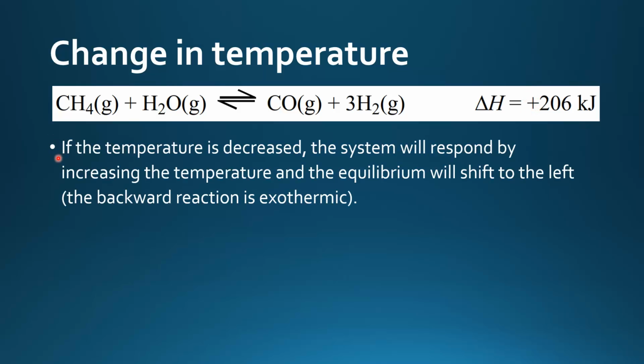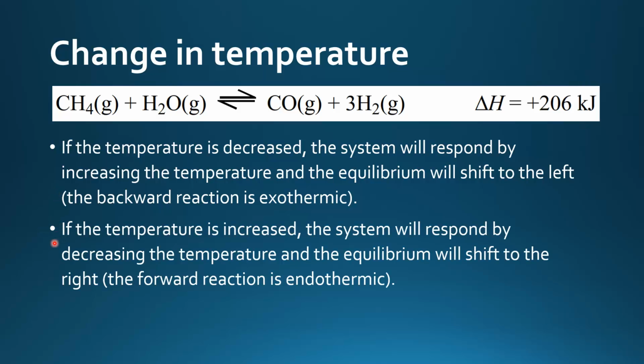If the temperature is decreased, the system will respond by increasing the temperature, and the equilibrium will shift to the left. That's because the backward reaction is exothermic, it releases heat. If the temperature is increased, the system will respond by decreasing the temperature, and the equilibrium will shift to the right. That's because the forward reaction is endothermic, it absorbs heat.